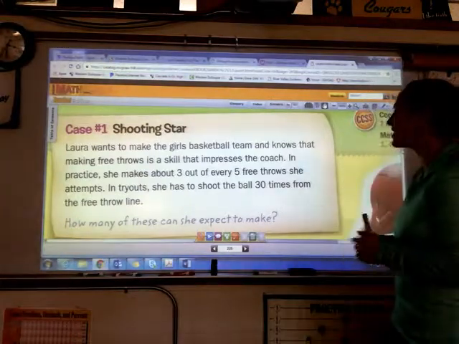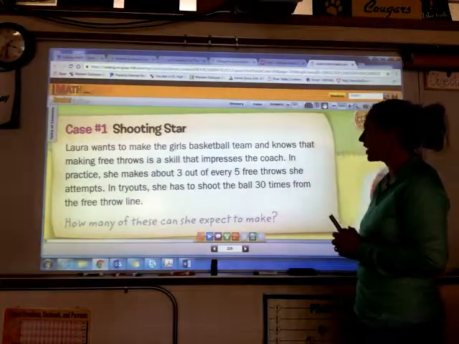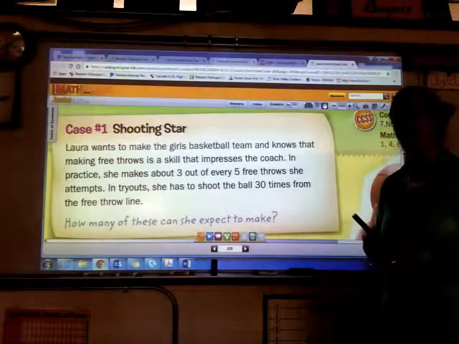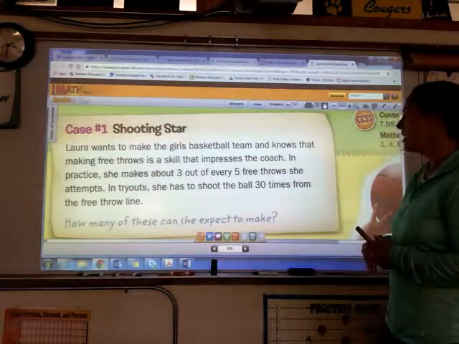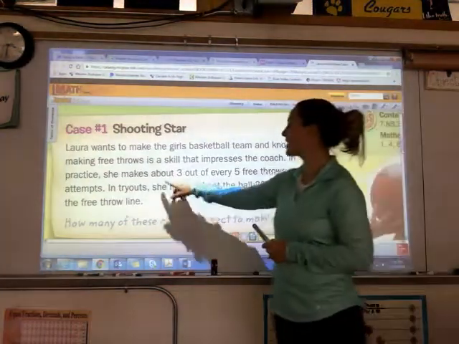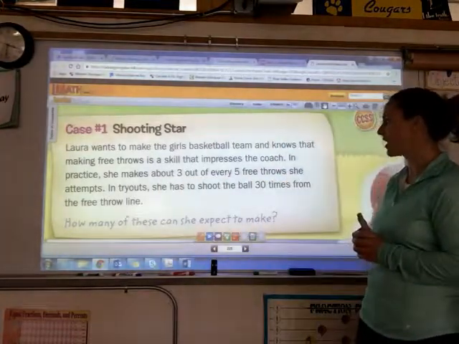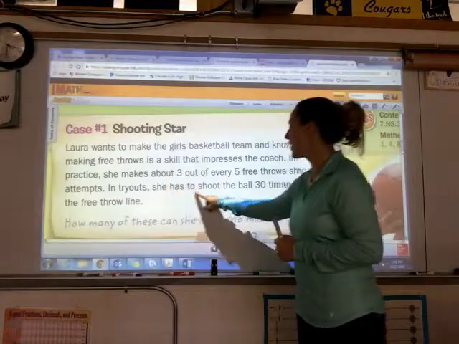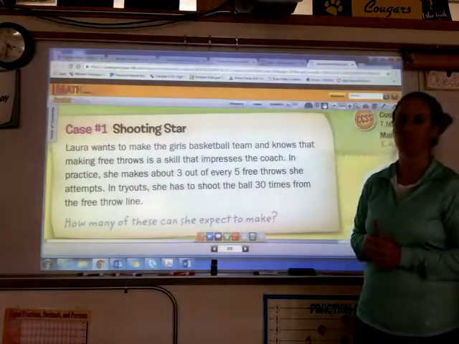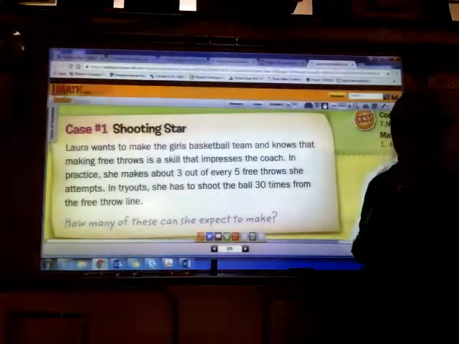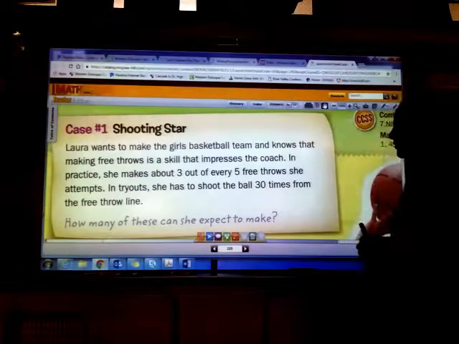So again, we're looking at the information that they have given us, okay? Go back, kind of underline, make note of what is important here. When I'm looking at this, I see that she's making about 3 out of every 5 free throws that she attempts. And I know that in tryout, she's going to shoot the ball 30 times from the free throw line, okay? So those would be the things that I would pick out as the important information there.